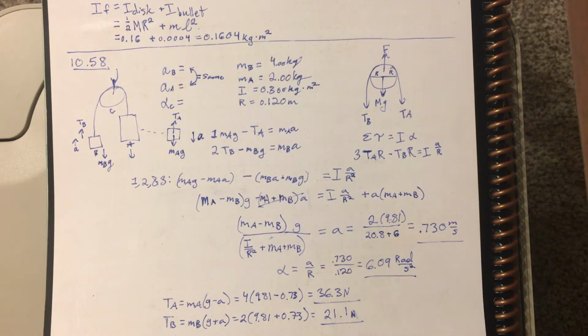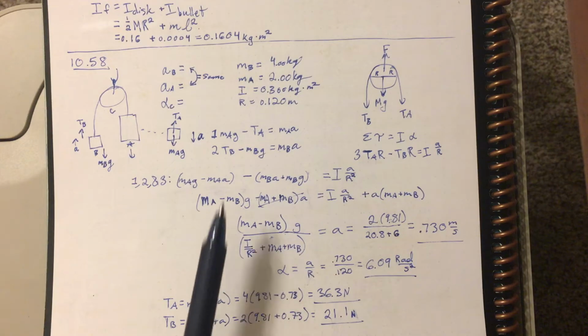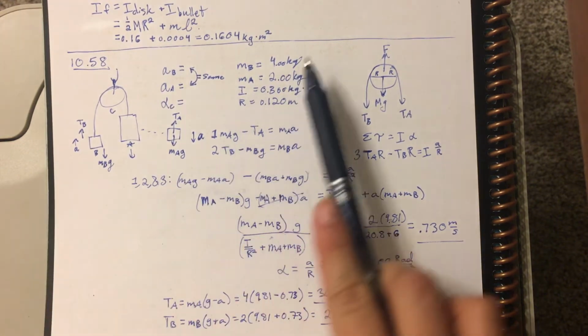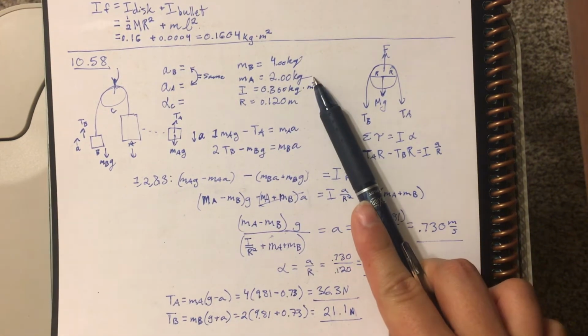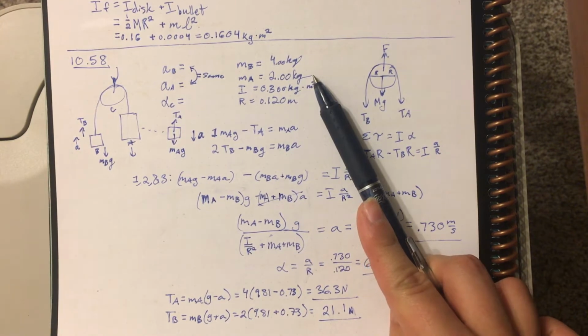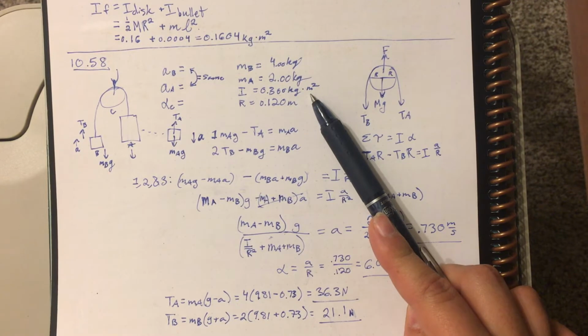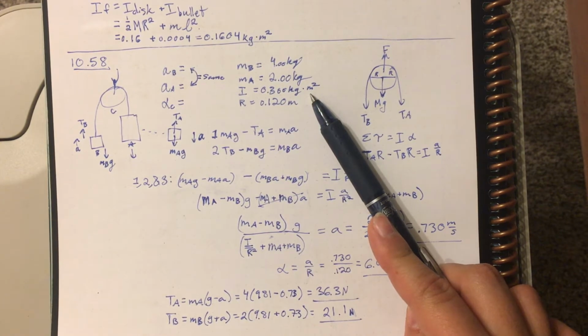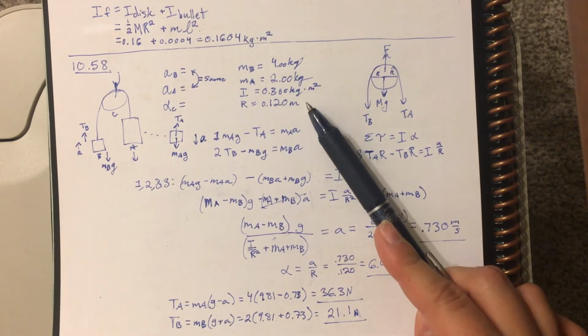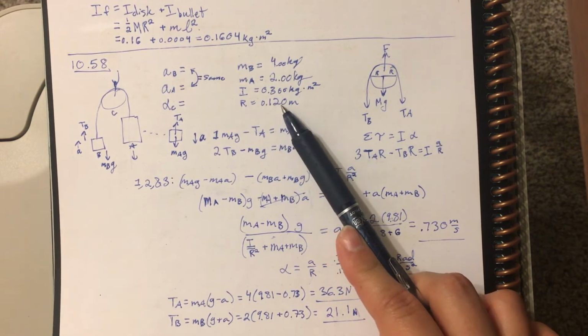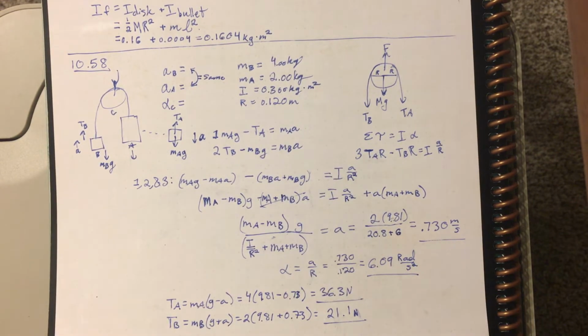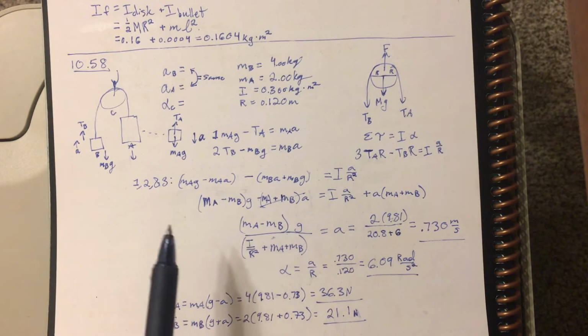If there's no slipping between the cord and the surface of the wheel, let the masses of blocks A and B be 4 kilograms and 2 kilograms, respectively. The moment of inertia about the wheel is 0.3 kilograms times meters squared, and the radius of the wheel is 0.120 meters. Right. So that's the question.